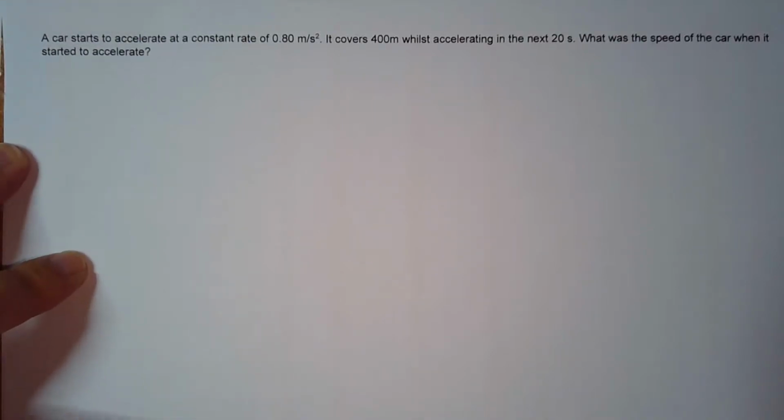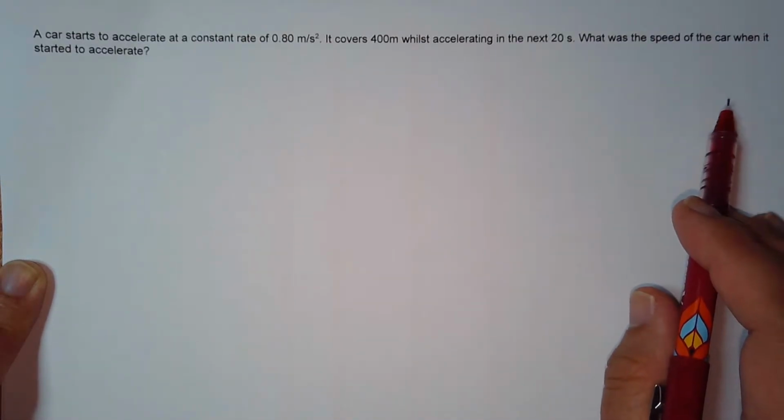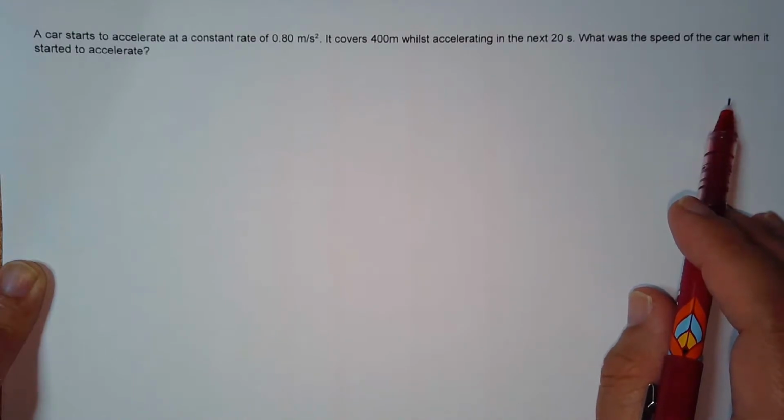Let's read the problem. It states: a car starts to accelerate at a constant rate of 0.8 meters per second squared. It covers 400 meters while accelerating in the next 20 seconds. What was the speed of the car when it started to accelerate? Again, let me repeat: what was the speed of the car when it started to accelerate?